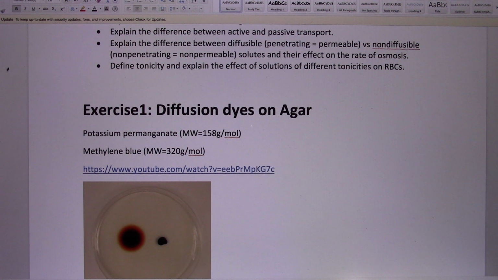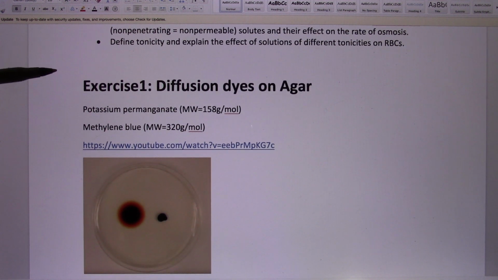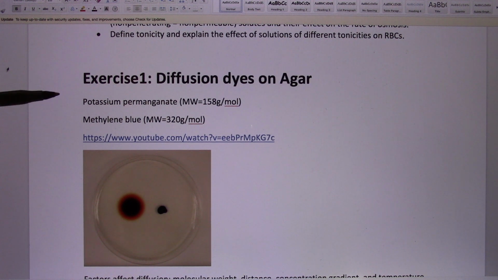And in the class, we talk about diffusion. Several factors will affect diffusion, and molecular weight is one of them. So a bigger molecule is going to run slower, basically. And this time we prepared 2 kinds of dye, one smaller, one bigger. And we put them on the agar and you just watch them diffuse out.